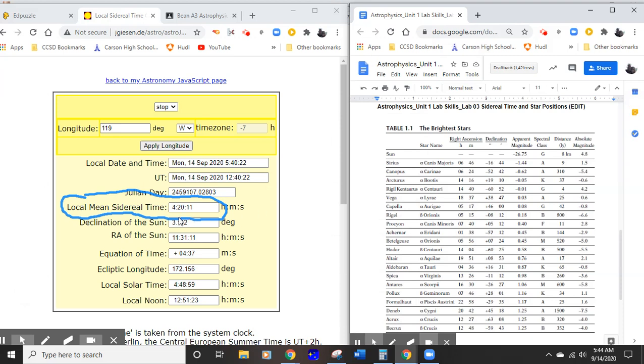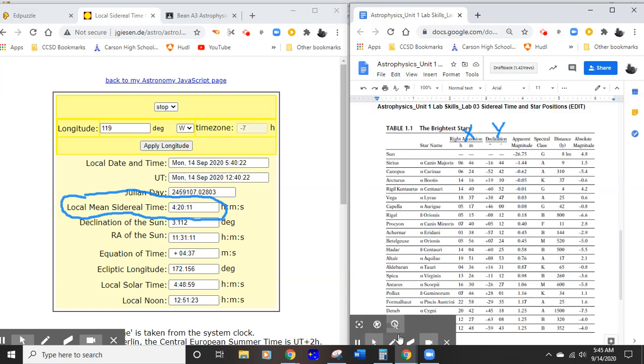Right now the sidereal time is 4:20, 11. So let's take a quick look at right ascension. In the right ascension here, this will be the X and this will be the Y coordinates of any stars. Here we go. Here is Aldebaran. Aldebaran has a right ascension of 4 hours and 36 minutes. This is 4 hours and 20 minutes.